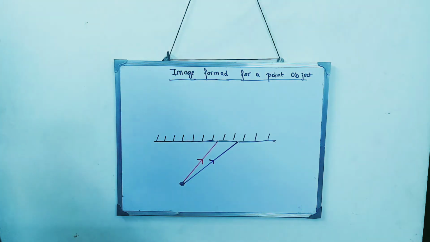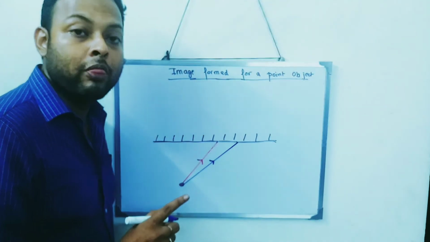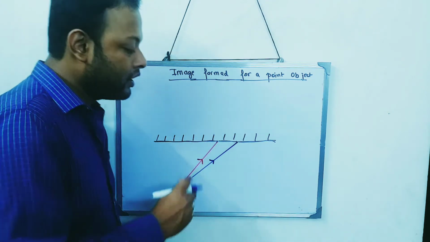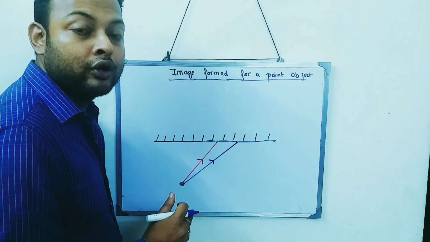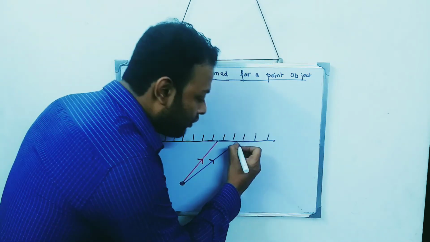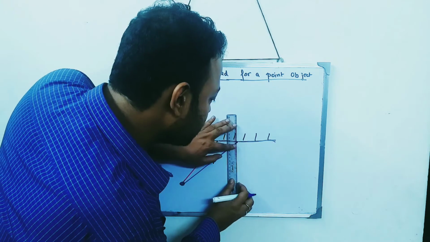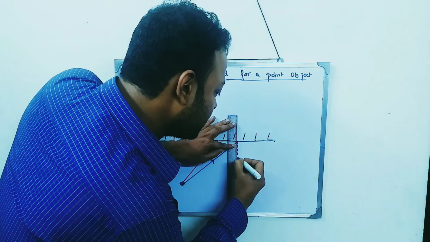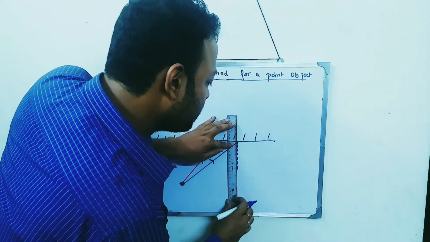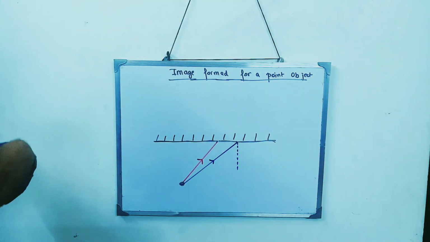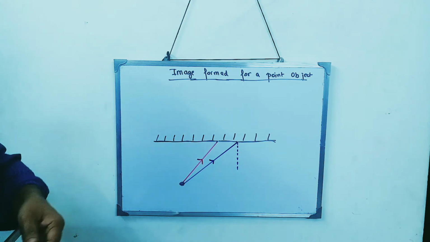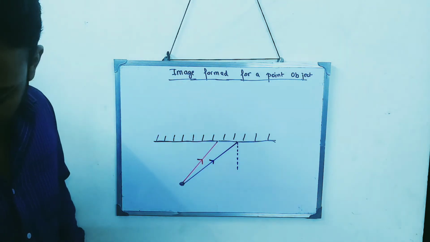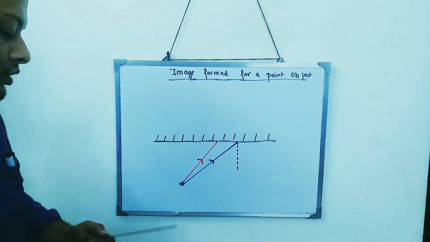Clear? Now after drawing the incident rays, don't try to draw the reflected ray. No, that's wrong. After drawing the incident rays, make sure you draw the normal. For this I will use this scale. I know the normal is an imaginary line, so I will use a dotted line. You can see I have drawn the normal for the blue line. Similarly, I will draw the normal for the red line also. This normal is like this.